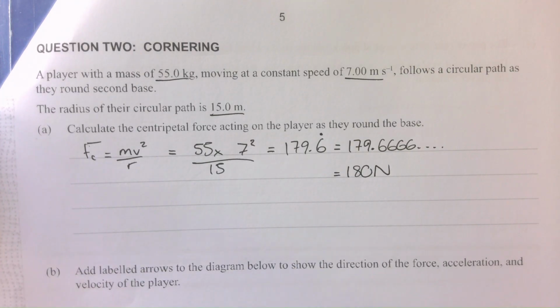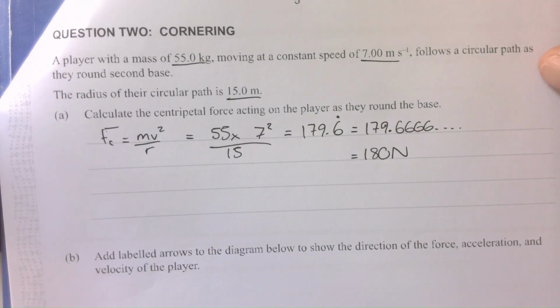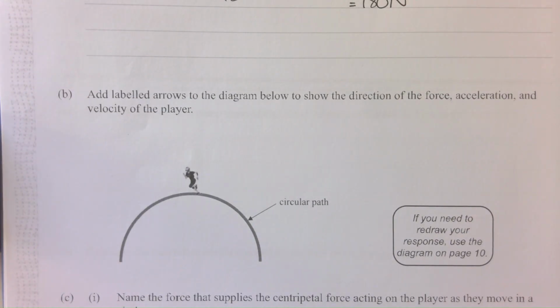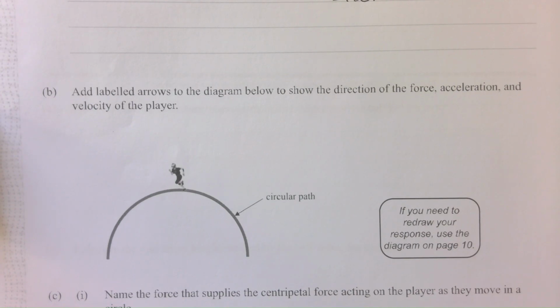If you do all that, that's enough for achieved. There's no merit on this question. Now for part B, we are asked to add labels to the diagram below to show the direction of the force, acceleration, and velocity of the player.